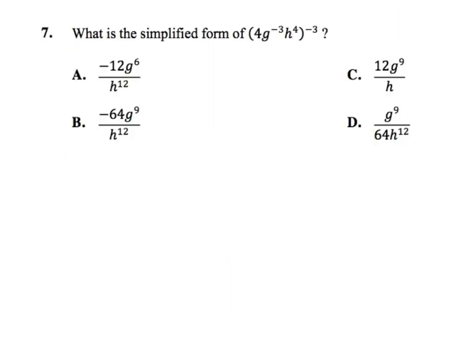Number 7, what is the simplified form of this expression? We have 4g to the power of negative 3 times h to the power of 4, all of that to the power of negative 3. And we have to remember our exponent rules. First thing I know is if I'm not adding or subtracting, I'm not worrying about binomials. This is a monomial, so I can take each factor and put it to the power of that outside exponent. So the first factor is still 4 to the power of negative 3.